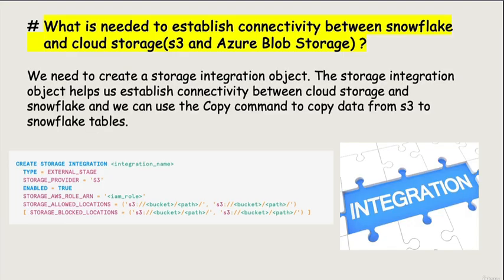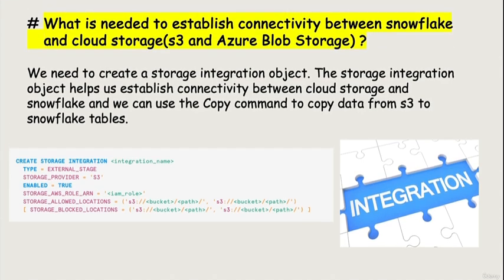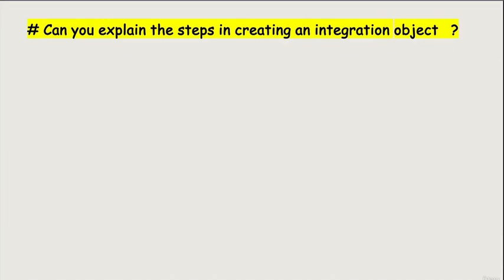We need to create a storage integration to establish connectivity between Snowflake and cloud storage. Once storage integration is created and the roles needed are configured and set, we can use the integration object in the creation of stages from which data can be copied to Snowflake or the other way around. A follow-up question that can be asked is, can you explain the steps in creating an integration object?